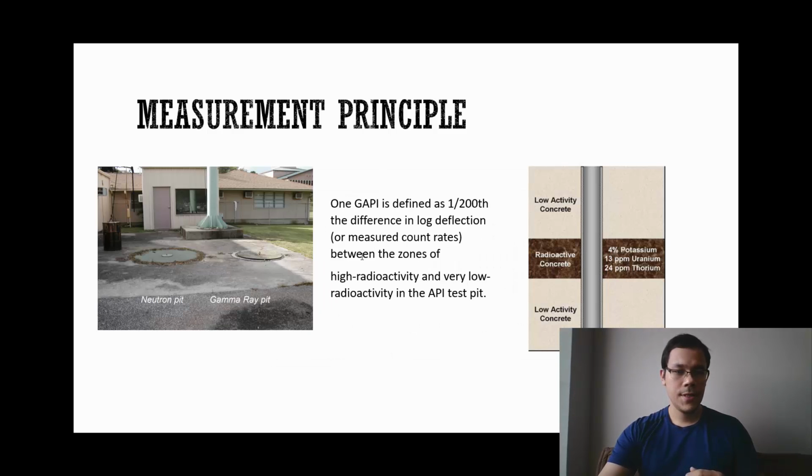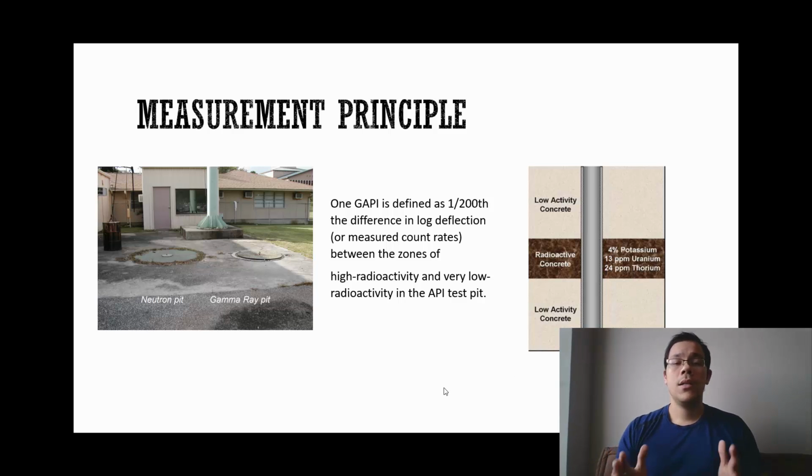Here, you can check this link. This is the gamma ray pit at the University of Houston, where the standard for calibration is created. In this pit, you could find a low activity concrete and a radioactive concrete. This is made of potassium, thorium, and uranium in these proportions.